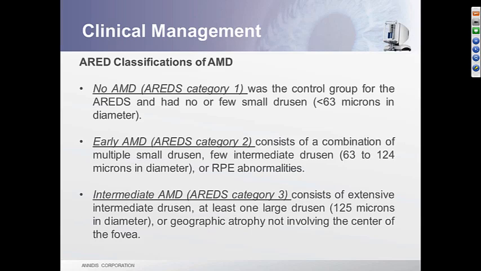The AREDS studies have classified AMD according to drusen size and some other factors, and I've listed those as well. And I want you to just tuck these in the back of your mind, and then I'm going to refer to them later as we walk through the cases. So category 1 has no or few small drusen, under 63 microns in diameter. Category 2, the drusen size is typically larger, and it's also a combination of RPE abnormalities, RPE atrophy, if you will, or epitheliopathy. And category 3 consists of intermediate and at least one large drusen of 125 microns or geographic atrophy not involving the center of the fovea.